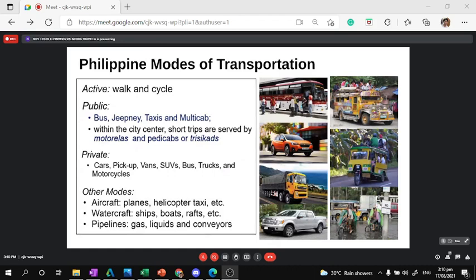So other modes sa Philippines, ang aircraft will have planes, na natay helicopter taxi, commercial planes, and private planes. Sa watercrafts, we have ships, boats, sa mga baryo natay raft. Pipelines natay gas or liquid conveyance. Liquid is water. Kanang sa COWD, water district, no? Liquid na siya. Natay gas sa Luzon. Natural gas sa Luzon, they are using gas pipelines. Wala man kay sa Mindanao, sa Luzon ra kay naman tay natural gas sa Luzon. And then of course conveyor.